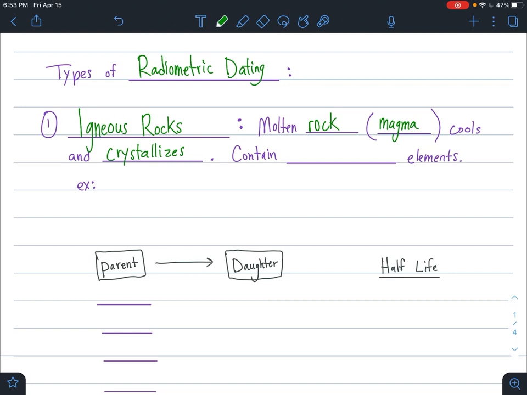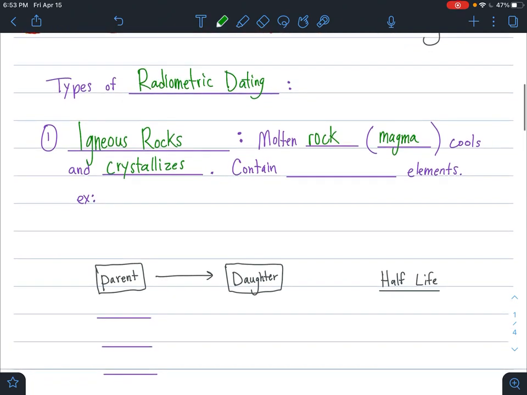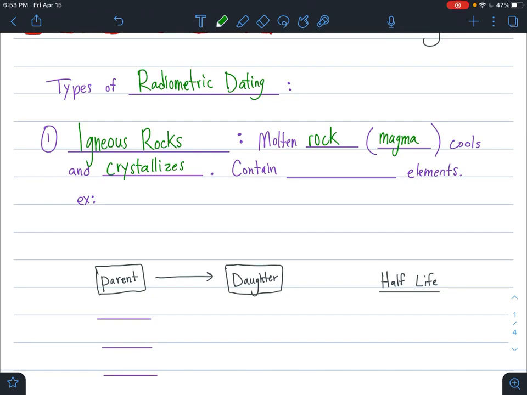It was a magma, ooey gooey rock. When it crystallizes, the elements in there basically start the half-life clock at 0. Igneous rocks contain radioactive elements. Now what's interesting is that sedimentary rock also contains radioactive elements, but sedimentary rock is basically a bunch of igneous rocks and other stuff that breaks down over time.